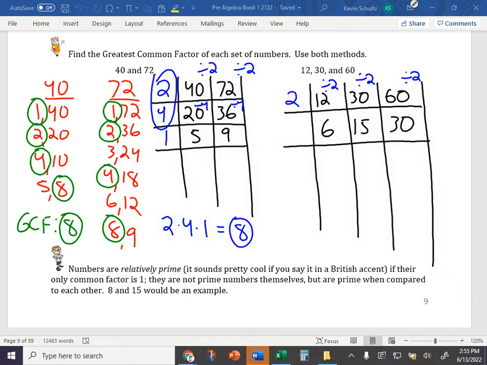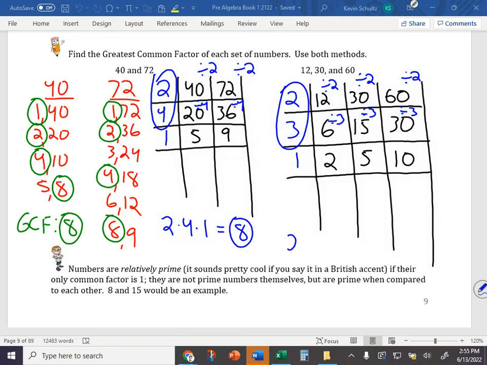Well, they're not all even, so I can't just default to 2 again here. But I do notice that 3 goes into 6, 15, and 30. So I'm going to put a 3 here. This time I'm dividing each of them by 3. And so the next line of my table, 6 divided by 3 is 2, 15 divided by 3 is 5, and 30 divided by 3 is 10. And I'm smiling, I'm happy because the only number that goes into 2, 5, and 10 is 1. So I'm done. Okay? Actually, I'm not done yet. My last step is to multiply 2 and 3 together. And the greatest common factor of 12, 30, and 60 is 6.